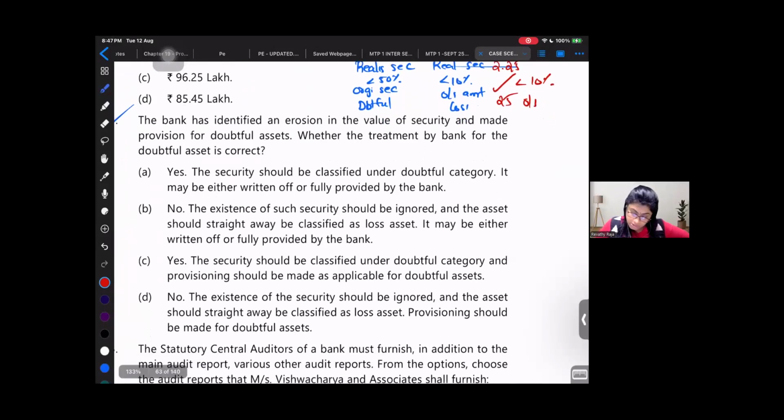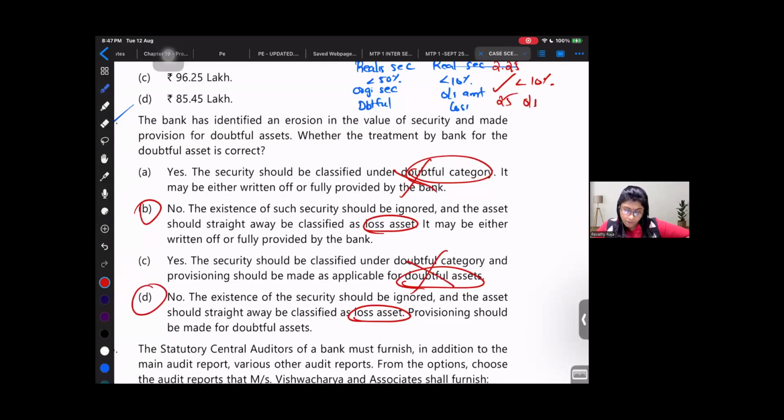So the answer is loss, loss, doubtful, doubtful. Which are the options with loss? B or D? Which is the correct one? Existence of security should be ignored. The asset should be straight away written off or fully provided. The existence of security should be ignored, asset should be fully written off. But once it is loss, provision should also be loss. Here they say doubtful. Answer is B.